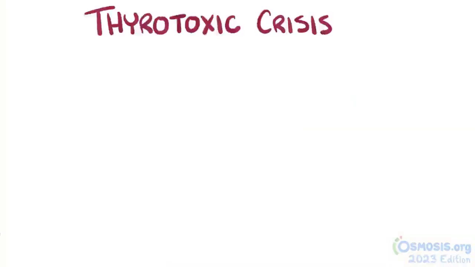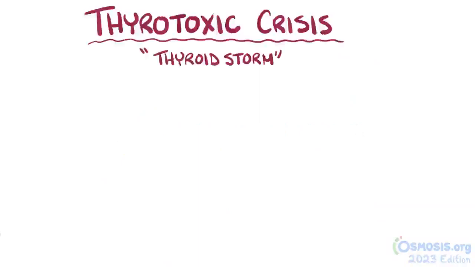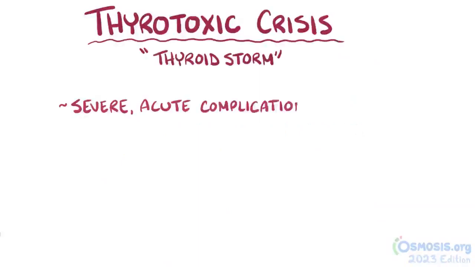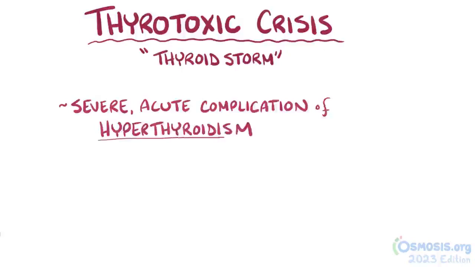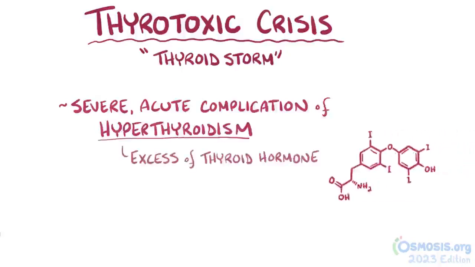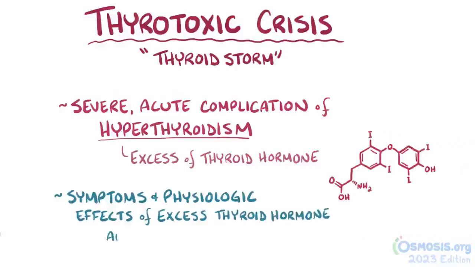Thyrotoxic crisis, more commonly called thyroid storm, is a severe, acute complication of hyperthyroidism. In hyperthyroidism, there's an excess of thyroid hormone, and in thyroid storm, the symptoms and physiologic effects of having excessive thyroid hormones are suddenly magnified.